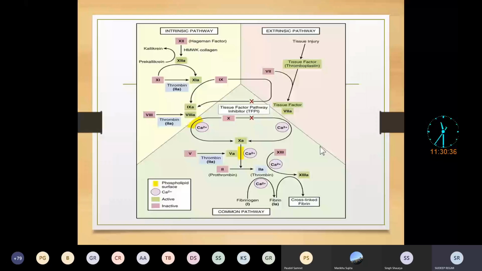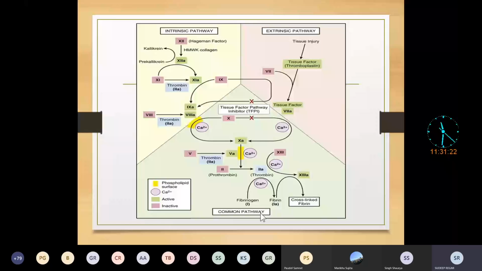Now the intrinsic pathway starts with the Hageman factor, known as factor 12. In the presence of high molecular weight kininogen and collagen, factor 12 changes to activated factor 12, and in the same reaction, prekallikrein will be changed to kallikrein. Then there will be a sequential reaction from the intrinsic pathway to the common pathway, and from the extrinsic pathway to the common pathway.